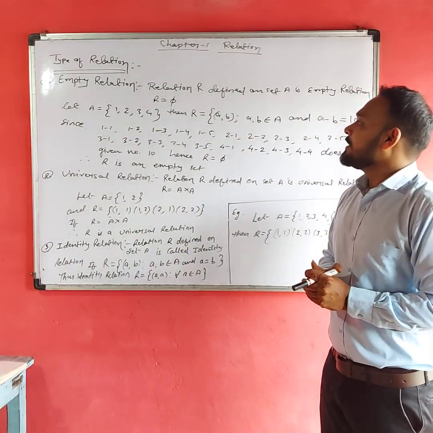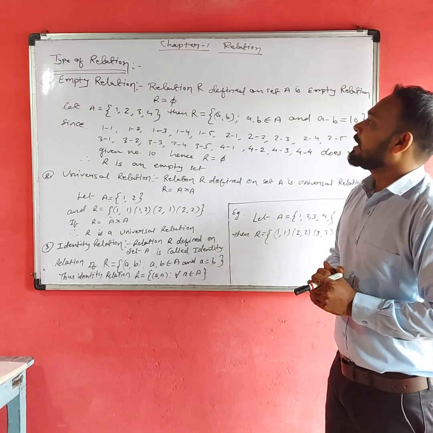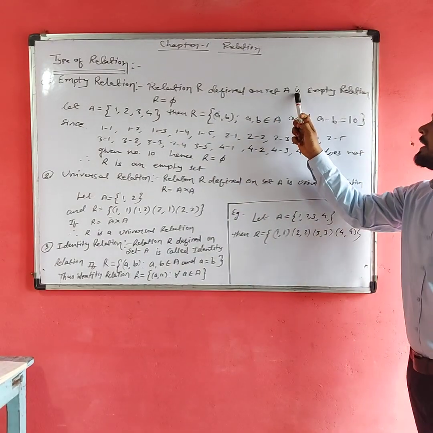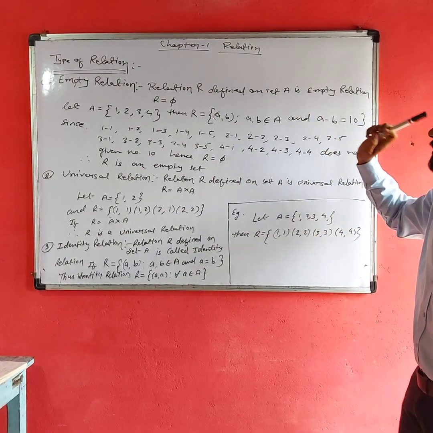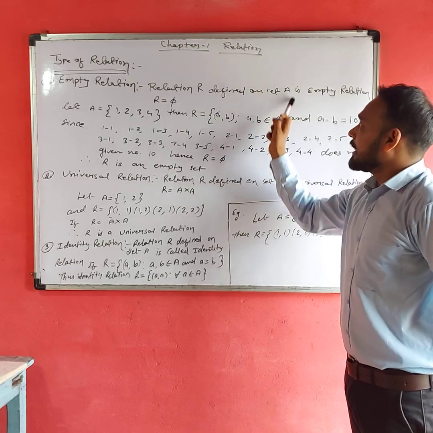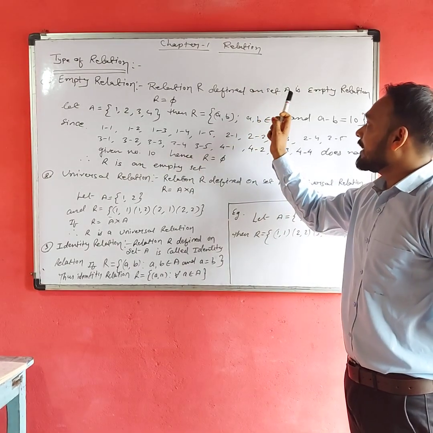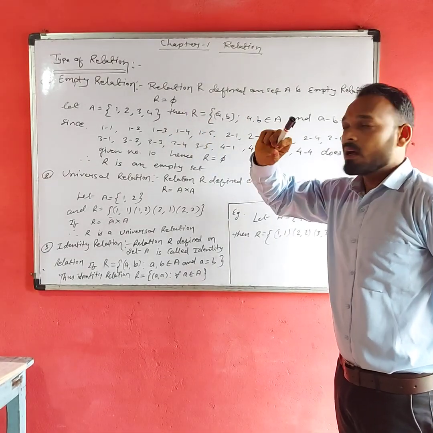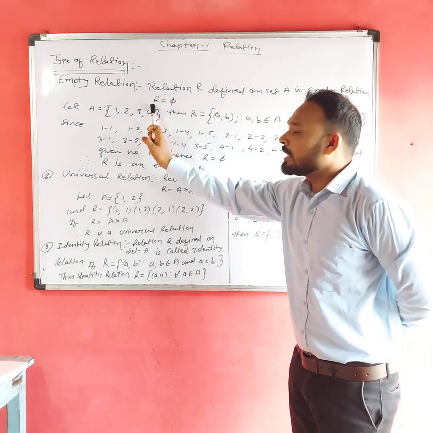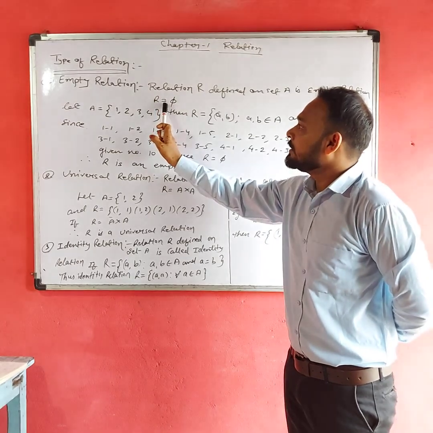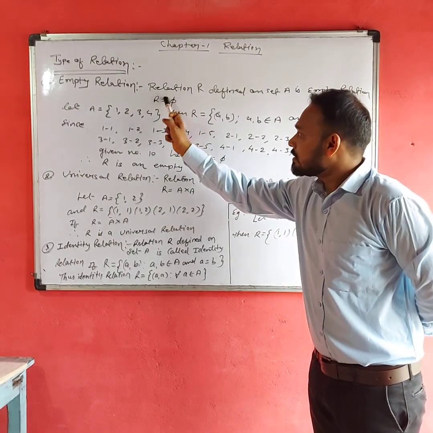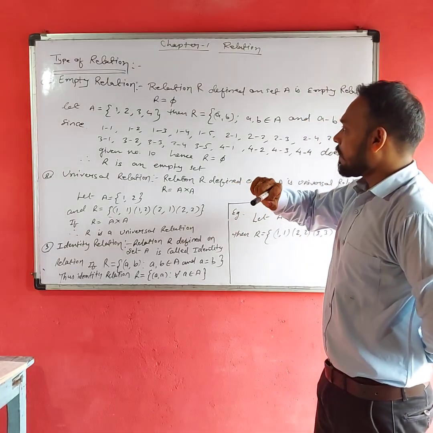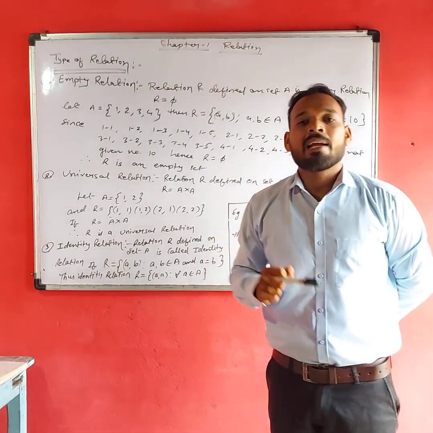And what is the definition? A relation defined on set A is an empty relation, meaning a relation on set A that is empty, and we write R equals φ. φ means empty, means null, means it's not related to any element.